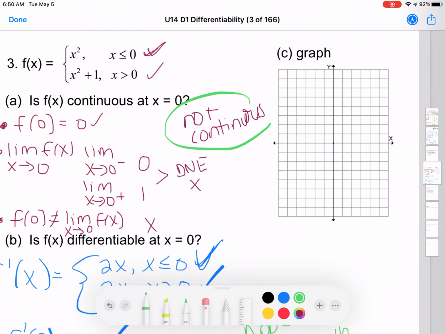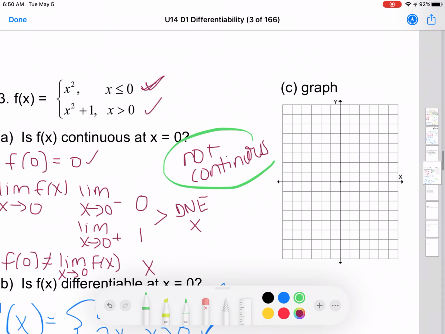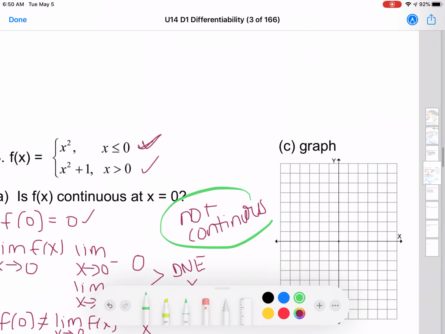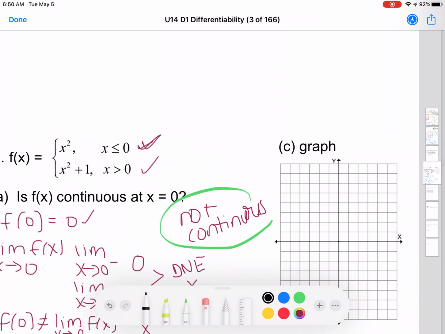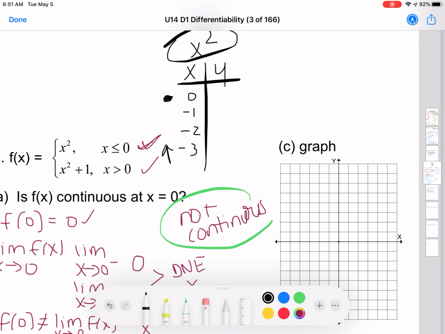But let's graph it and take a look at what happens as well. I'll move this down so I can make tables. Okay, so for x squared, we have x less than or equal to 0. So 0, -1, -2, -3. At 0, it's included, and there's some sort of arrow here. So let's plug in for x squared. So 0, 1, 4, 9.